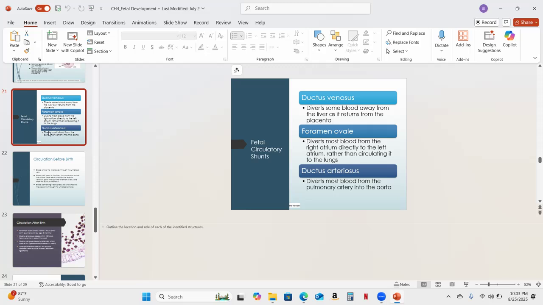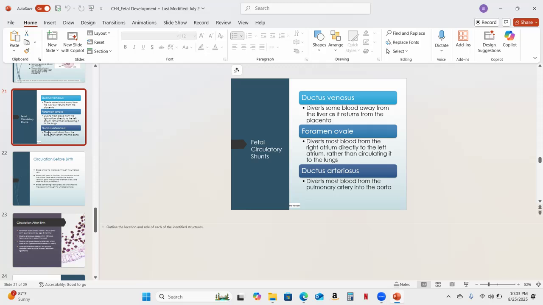Okay, so the ductus venosus diverts blood away from the liver as it returns from the placenta. And then the foramen ovale diverts most blood from the right atrium directly to the left atrium. So if you remember the circulation in the heart, you go from the atrium to the ventricle, then back out, and then back to the atrium and the ventricle. Well, this is bypassing that, right?